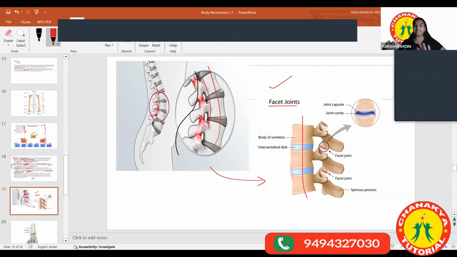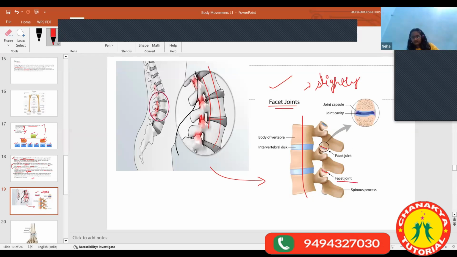So this joint is slightly movable. You can move them very slightly, but not 100%. It comes under slightly movable joints. Remember, facet joints come under slightly movable joints. So these are the facet joints, here to here. These joints are actually facet joints.